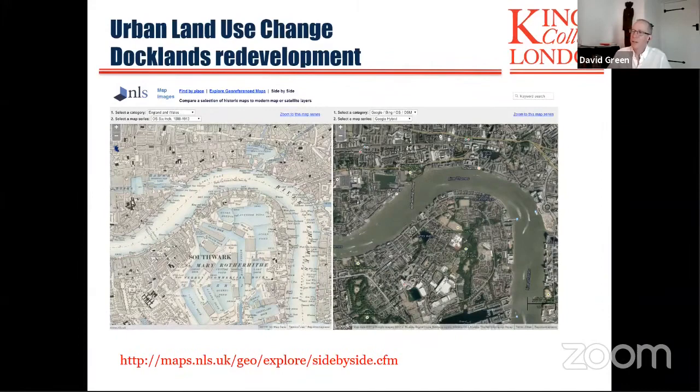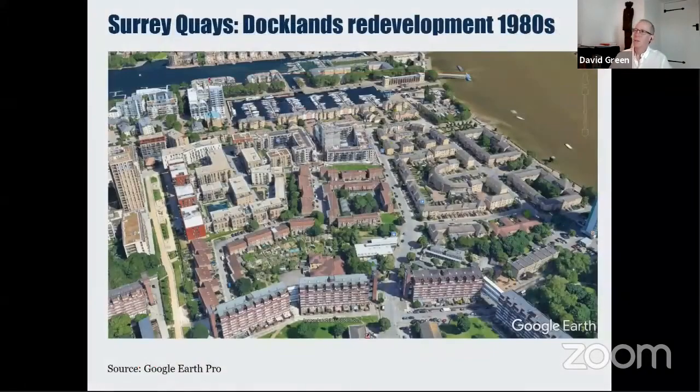But on the left-hand side is what it looked like in the 1880s and early 1900s. It's a very important dock area. And on the right-hand side is what it looks like today, an aerial view. But these comparisons, and you can switch them around, are very useful for thinking about geographical change. So the question I've got is, what does this change look like? How's it related to gentrification? What are the processes that might have encouraged that?